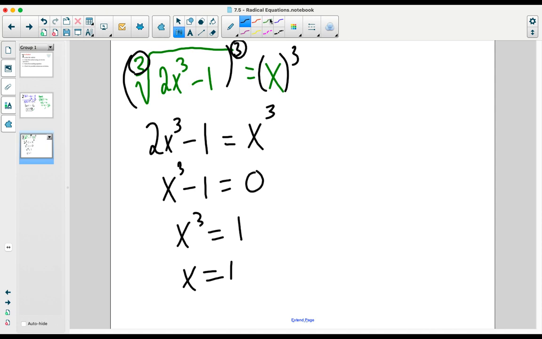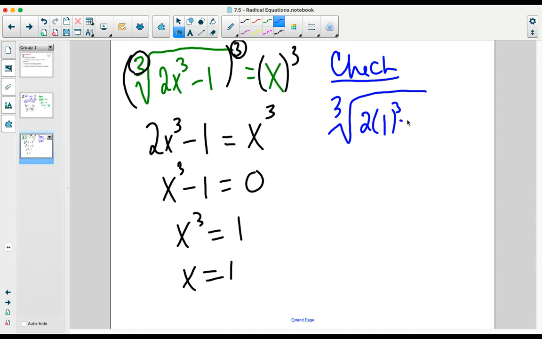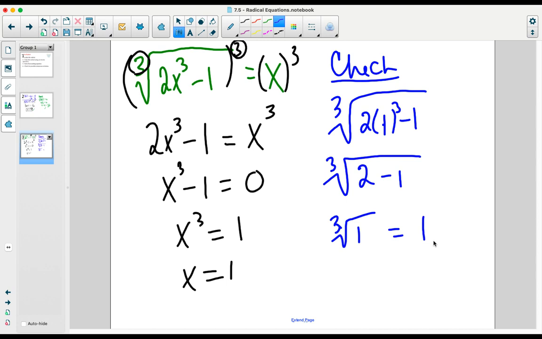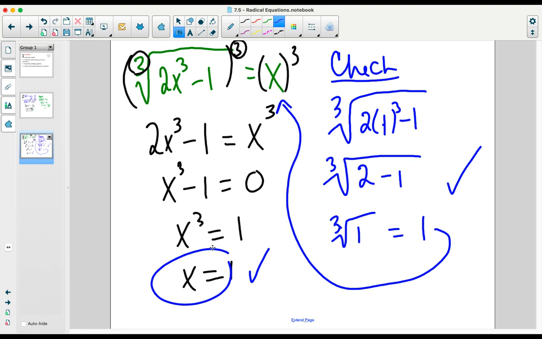Let's check to make sure that that solution is good. We're going to come over here and check our work. We're going to start with the cube root of 2 times 1 to the third power, minus 1. 2 times 1 to the third power is just 2, minus 1 gives the cube root of 1, which is 1, which is what the other side would have been, and we get a good solution. Cubing both sides of the radical equation did not introduce any extraneous solutions. Our one answer is x is equal to 1.